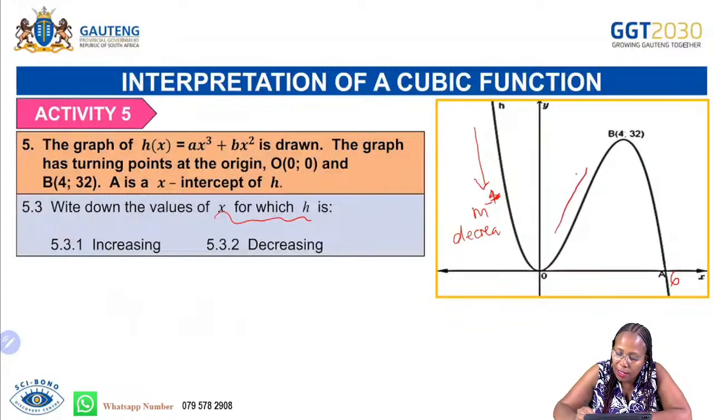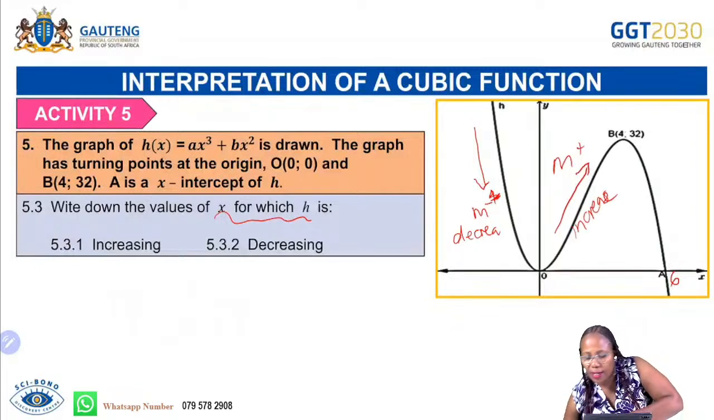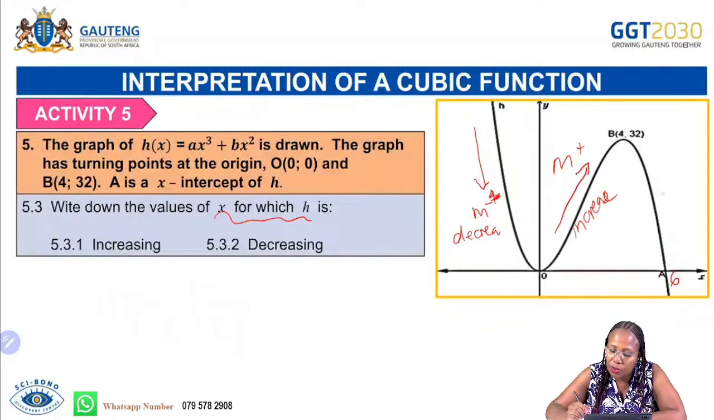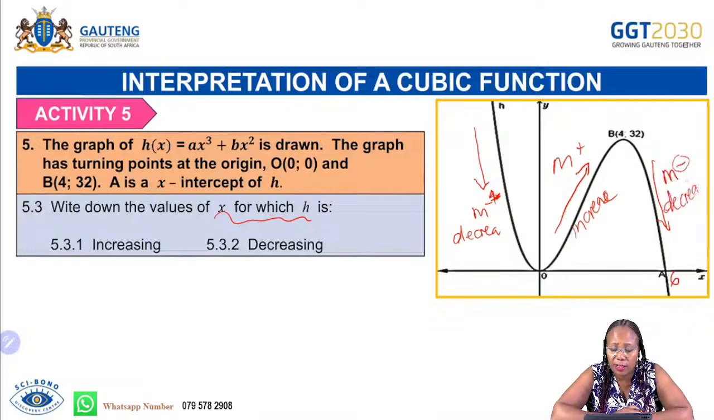Here, the graph is going up. From left to right, the gradient is positive. Therefore, this is increasing. And then lastly, the graph is going down, therefore the gradient is negative. So the graph is decreasing. That is how you identify the decreasing and increasing parts.